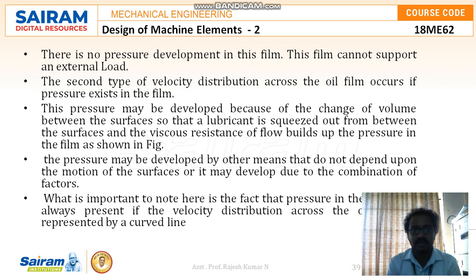And the second type of velocity distribution across the oil film occurs if pressure exists in the film. This pressure may be developed because of the change of volume between the surfaces, so that the lubricant is squeezed out from between the surfaces and the viscous resistance to flow builds up the pressure in the film, which is shown in the sketch. The pressure may be developed by other means that do not depend upon the motion of the surfaces, or it may develop due to a combination of factors. What is important to note here is that pressure in the oil film is always present if the velocity distribution across the oil film is represented by a curved line.